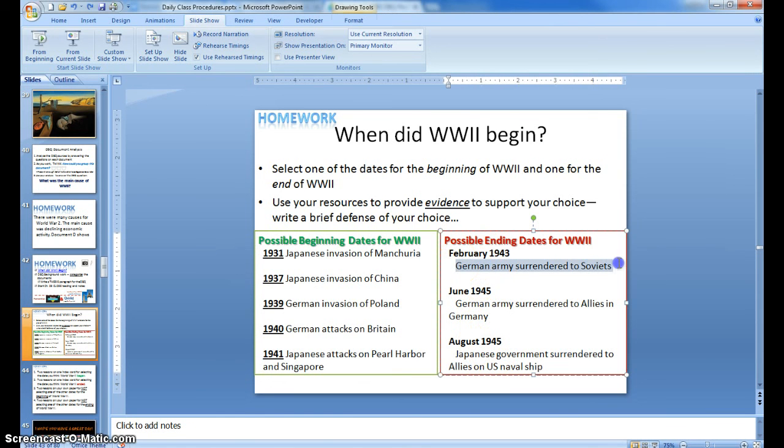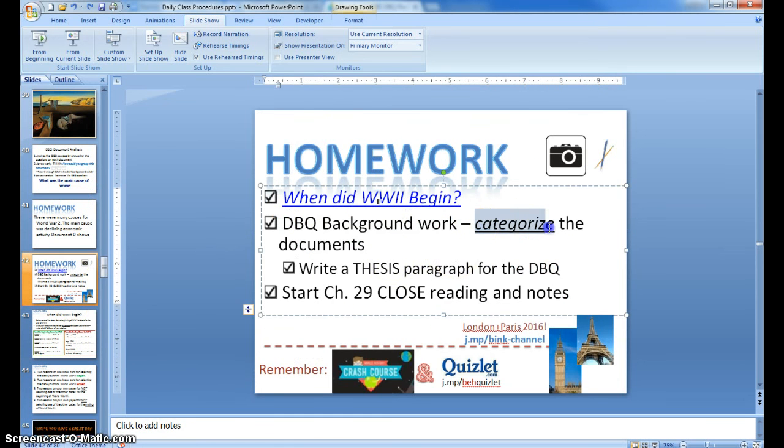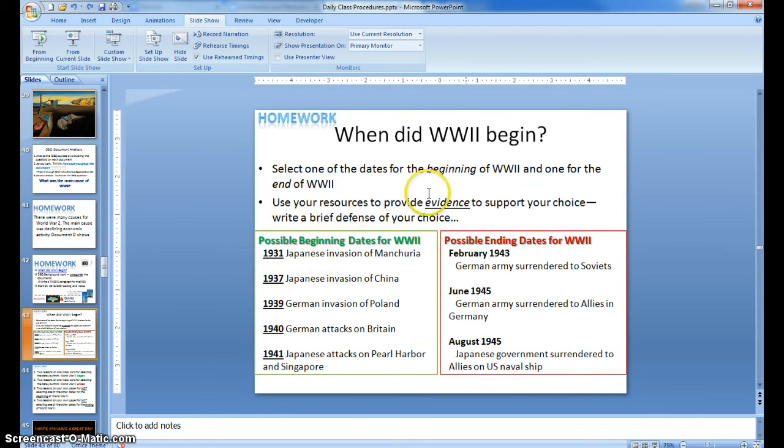Well, once Germany surrendered to the Soviets, it was over for them. They lost their will, they had no other troops. That was the real end of the war because they couldn't keep fighting after that. So once you've got the date you think began and the date you think it ended, write a brief defense on your own paper. Remember, you're already going to have a piece of paper where you've got categories and the thesis. Then just maybe flip the paper over and use it to provide a brief defense.